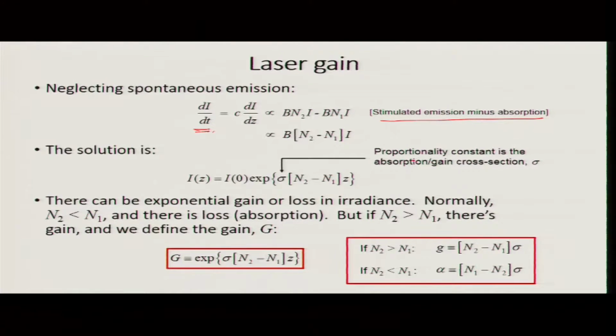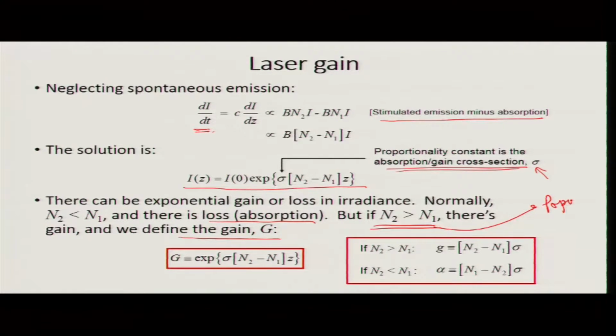The solution to this differential equation can be written in an exponential form, where the proportionality constant is the absorption or gain cross section sigma. There can be exponential gain or loss in irradiance. Normally, since the excited state population is less than the ground state population, there is loss due to absorption. But if the excited state population is greater than the ground state population, there is gain, and we define that gain as G. So, this is again the reason why you need population inversion.